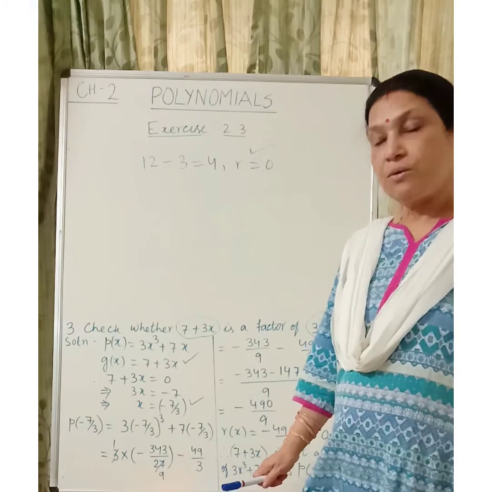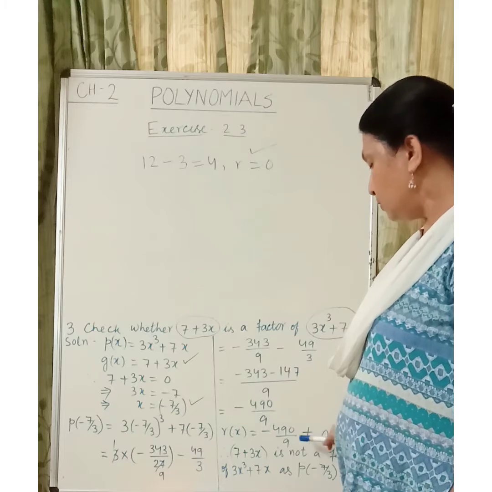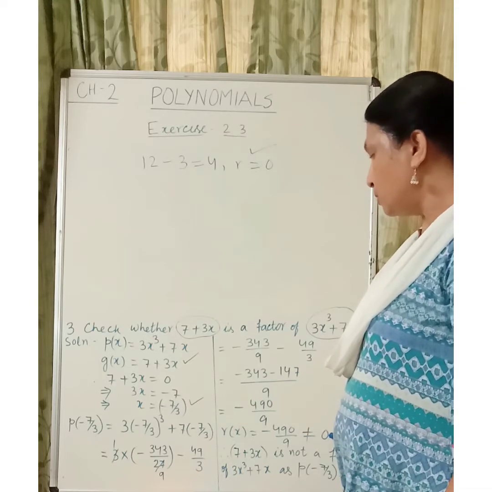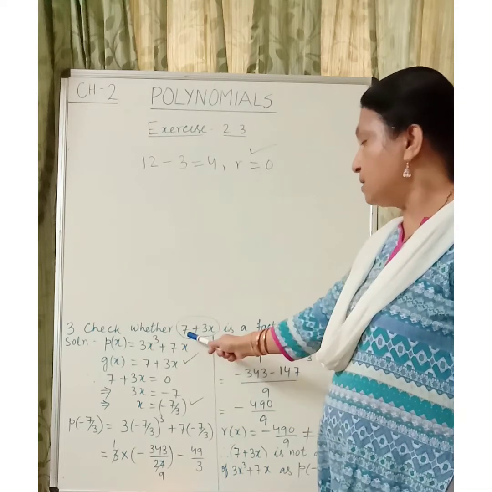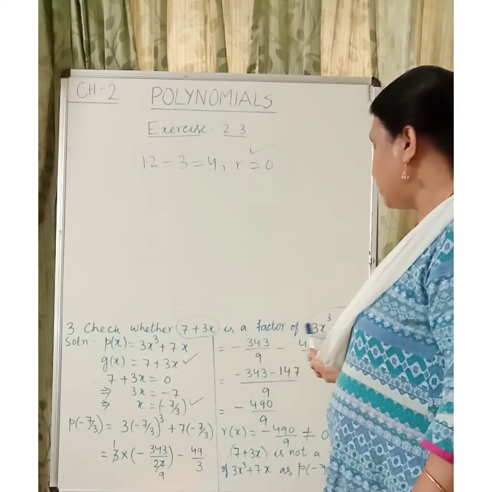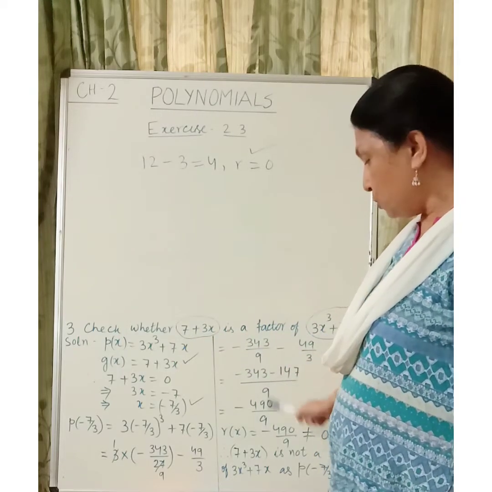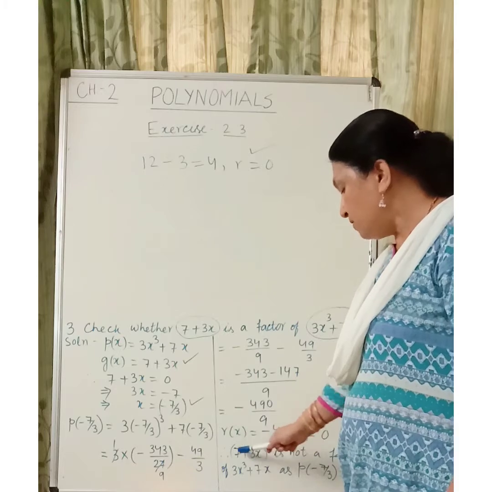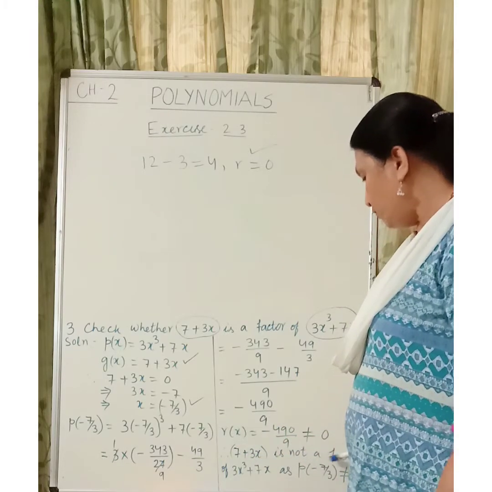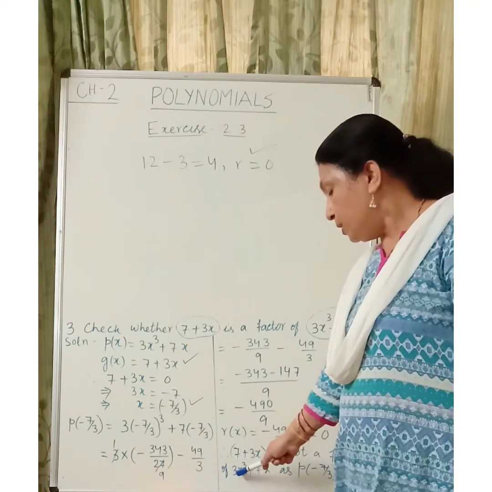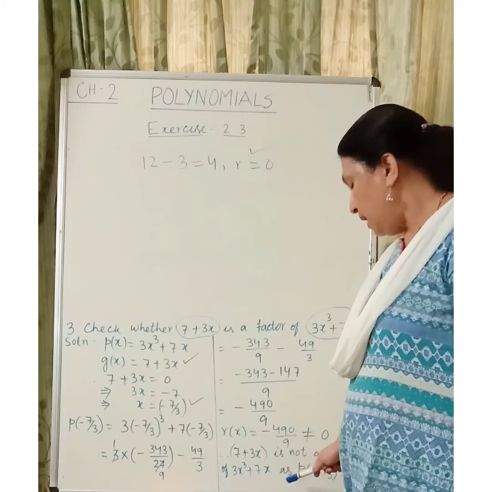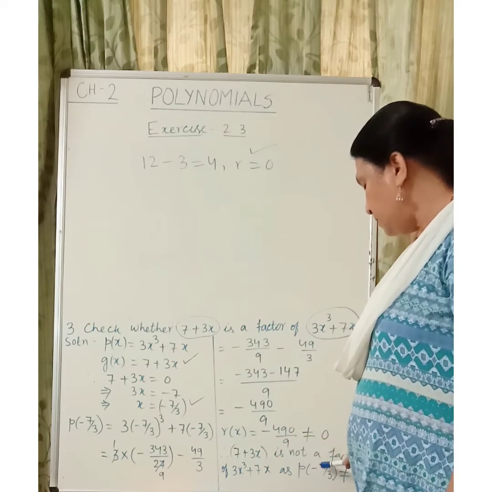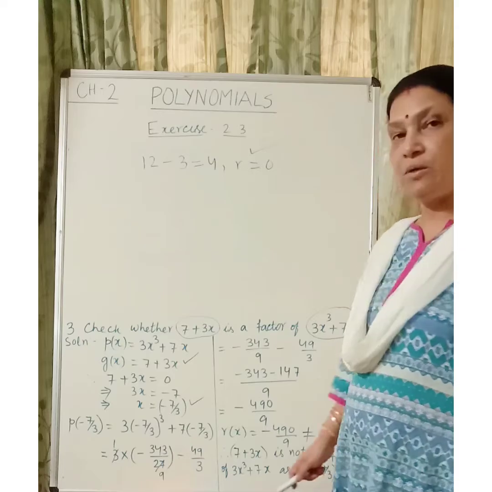Is it 0? This is not 0, which is not equal to 0. So will 7 plus 3x be a factor of this polynomial? No. 7 plus 3x is not a factor of 3x cube plus 7x, as p of minus 7 upon 3 is not equal to 0.